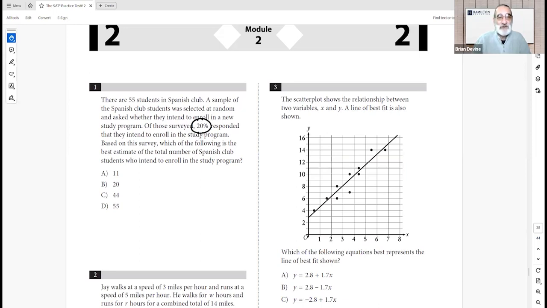Well, we're going to take 20% of 55. 20% is 1/5. And so 1/5 of 55, you can see quite quickly it's 11. So A is the correct answer.